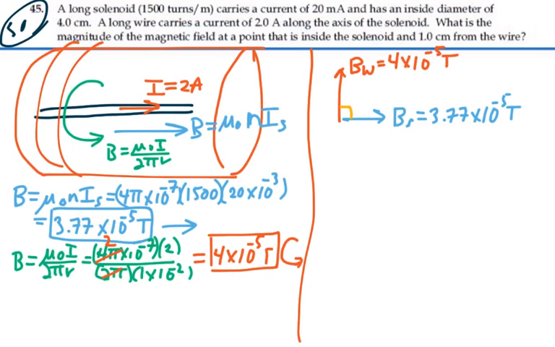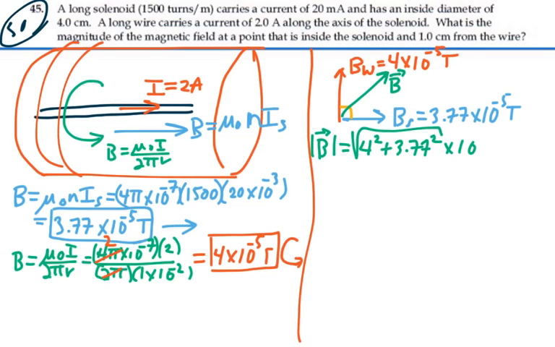So we really want the magnitude of this resultant magnetic field, and we're going to have to use the Pythagorean theorem for that. So the magnitude of that field is going to be equal to the square root of 4 squared plus 3.77 squared, times 10 to the minus 5. And that is equal to 5.50 times 10 to the minus 5 Tesla.